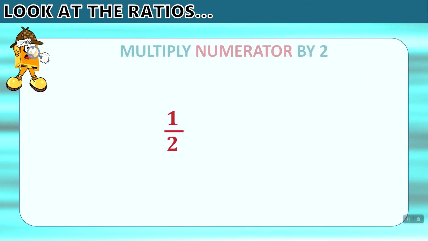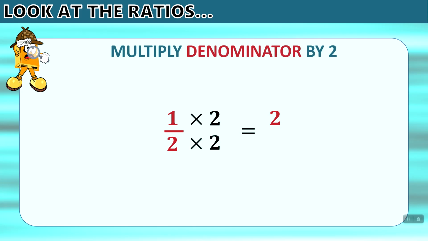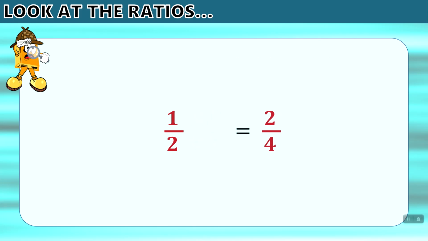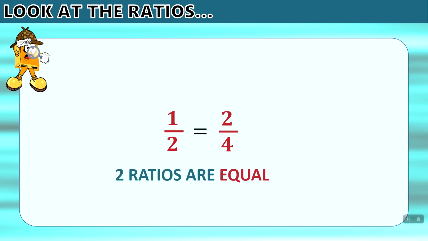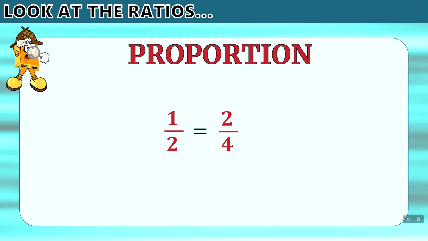So let's look at what happens when we multiply the numerator and the denominator in the ratio, written like this, by 2. If we multiply 1 by 2, we get 2. And if we multiply the denominator by 2, we get 4. And so we started off with 1/2, we multiply the numerator and the denominator both by 2, and we end up with 2/4. And if we notice, 1/2 is equal to 2/4. So these two ratios are equal, and when this happens, we call it a proportion.